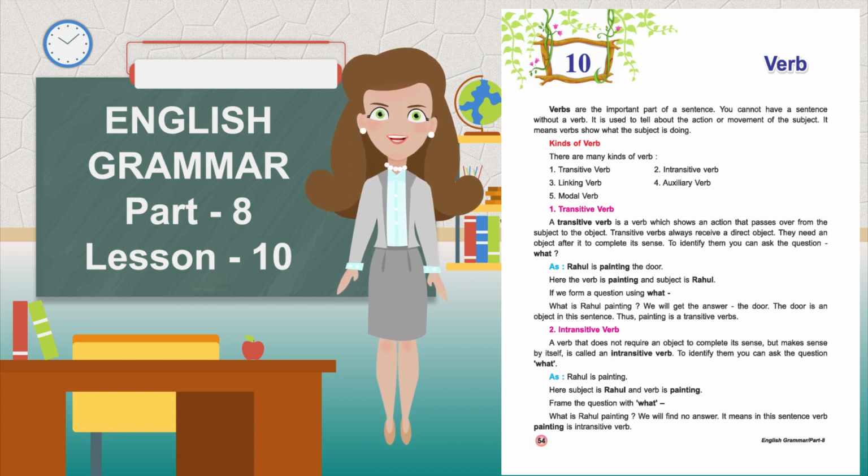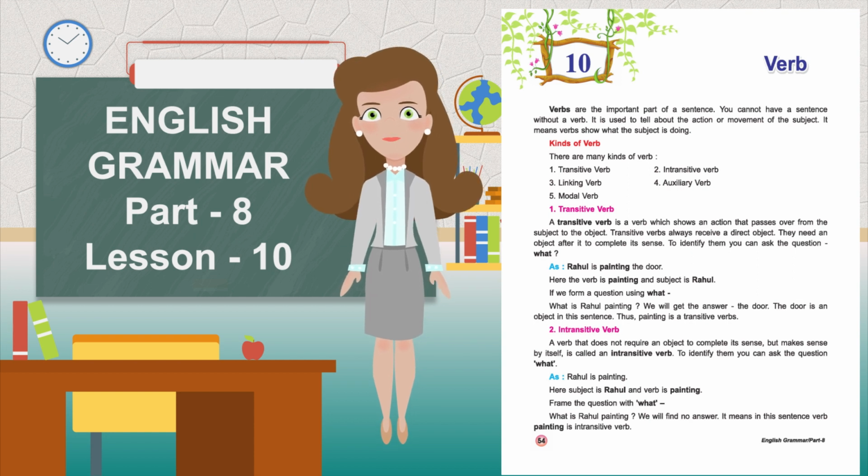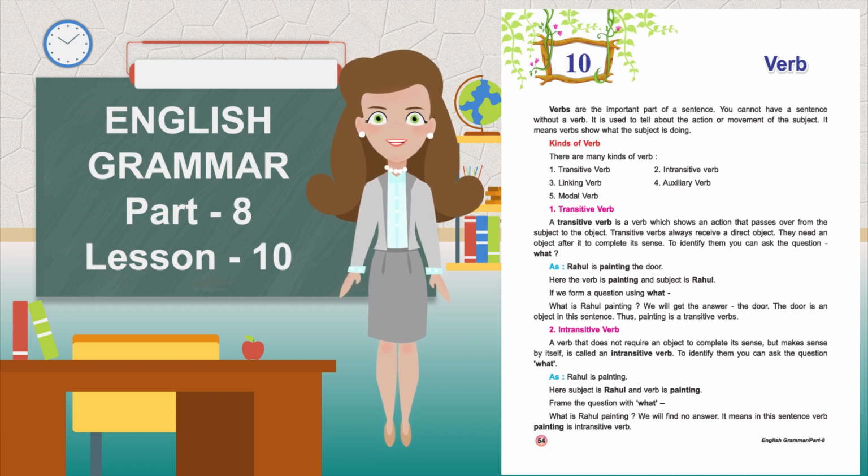Yes, Rahul is painting the door. Here, the verb is painting and subject is Rahul. If we form a question using what, what is Rahul painting? We will get the answer, the door. The door is an object in this sentence. Thus, painting is a transitive verb.